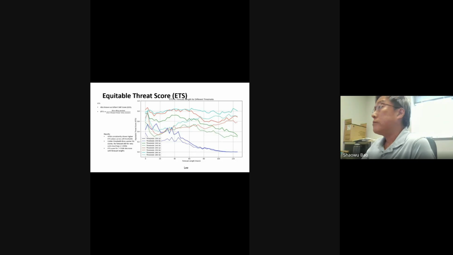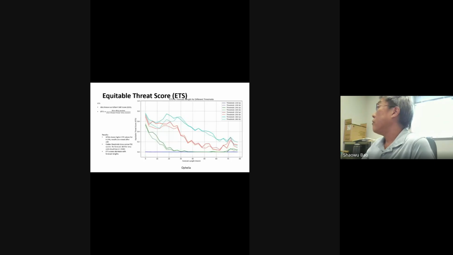And for Ophelia, you can see after 20 hours, we can see this very mixed skill scores between A and B. They are almost on top of each other, a lot of noise. And the 230K score is basically 0. And we can also see the quick decline of the skill with the forecast length.